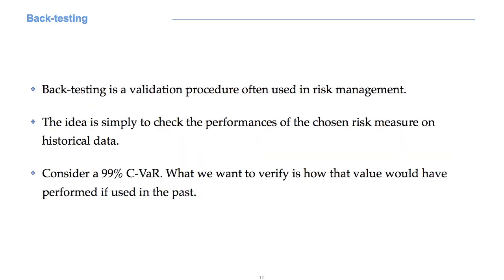Okay, let's now change topic and consider backtesting. Backtesting is a validation procedure often used in risk management. The idea is simply to verify the performances of the chosen risk measure on historical data. Consider a 99% credit VaR. What we want to check is how that value would have performed if used in the past.